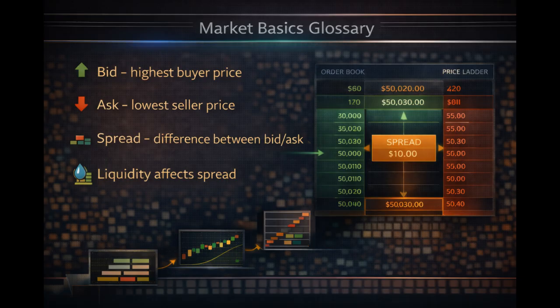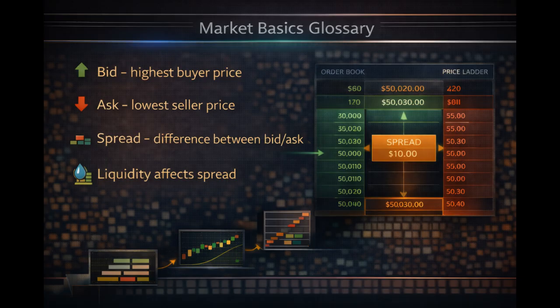Ask price. The ask price, also called the offer price, is the lowest price that a seller is willing to accept for an asset. The ask price represents the supply side of the market. When a trader wants to buy immediately using a market order, the trade is executed at the ask price. For example, if sellers are willing to sell Bitcoin at $70,020, this becomes the current ask price. In trading platforms such as TradingView or exchange order books, the bid and ask prices are displayed together.